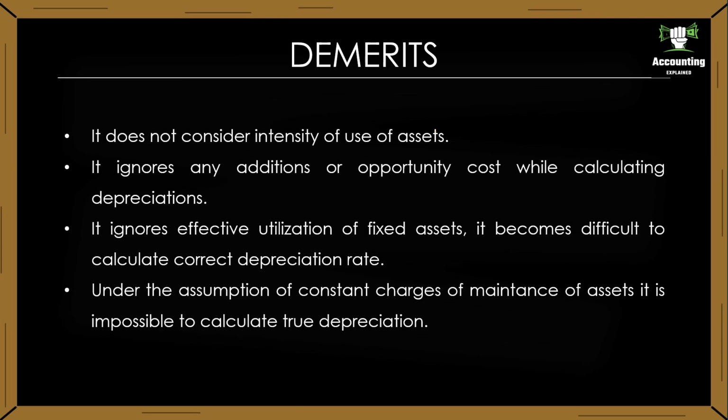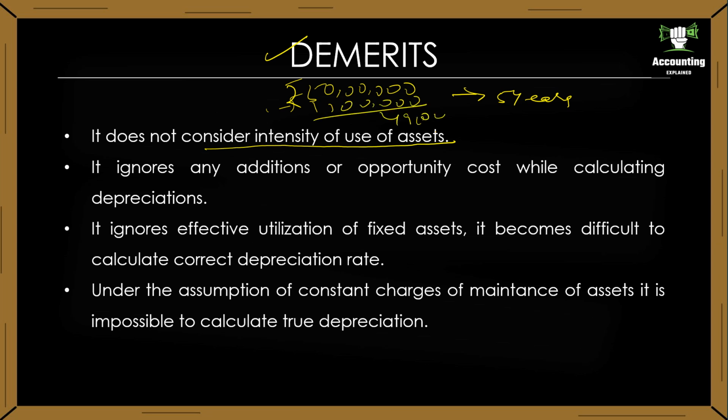Demerits of the straight line method of depreciation. I will explain each point with an example. It does not consider the intensity of use of assets. Suppose a delivery company purchases a truck for rupees 50 lakhs and the useful life of the truck is 5 years. Salvage value of the truck is 1 lakh.